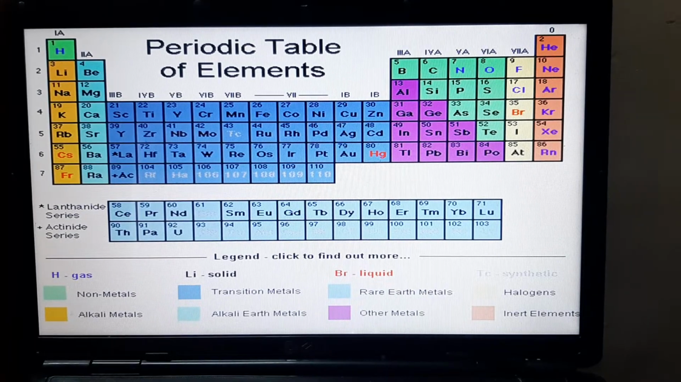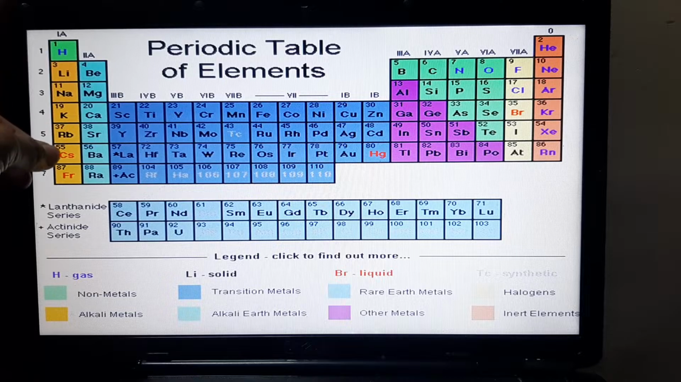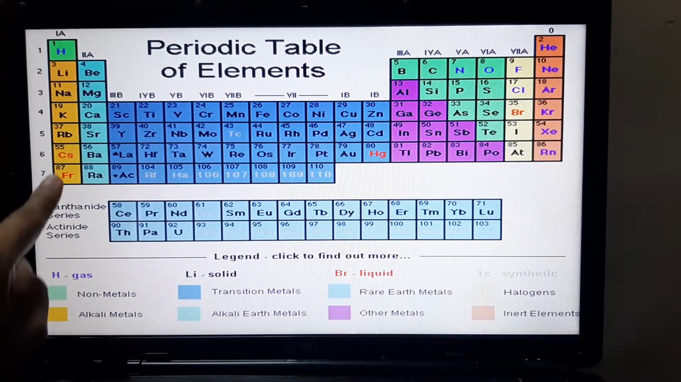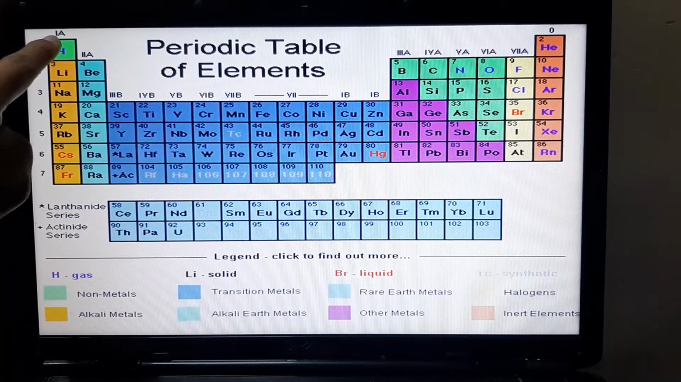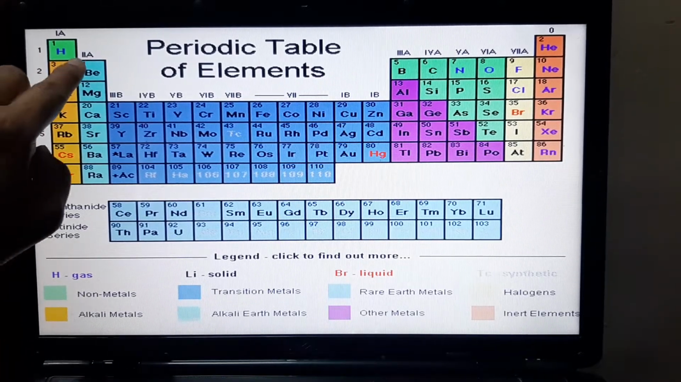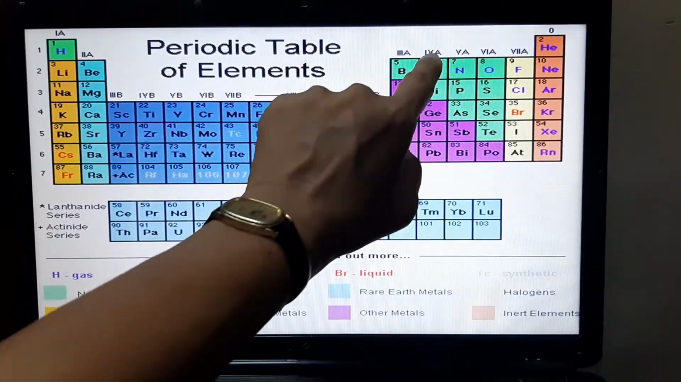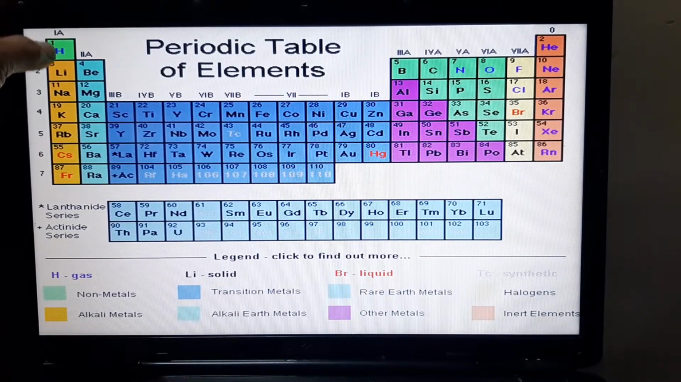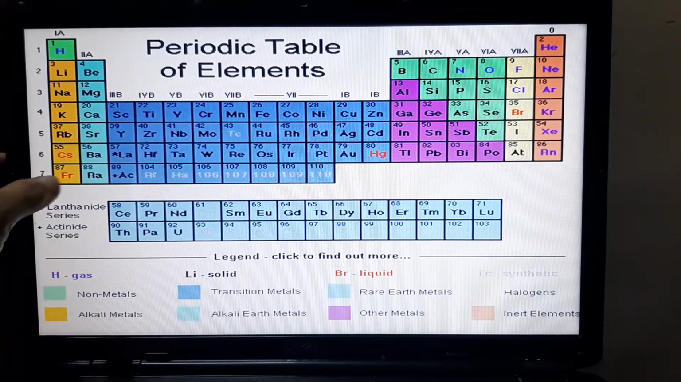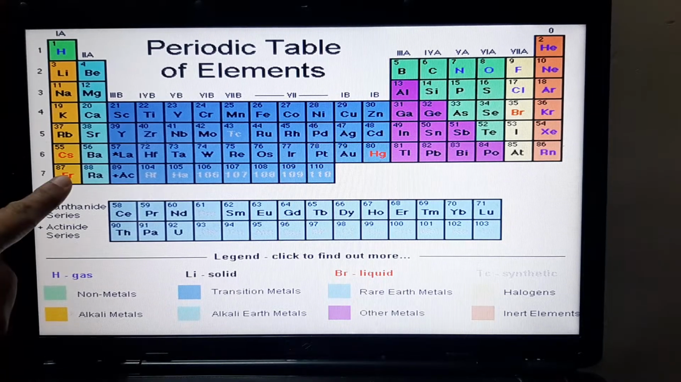Next we have something called a group. What is a group? All the elements that come one below the other are in a group. So this is a group here. This is group 1, or we can say group 1A. This is called group 2A, group 3A, group 4A and so on. One thing you must know about all elements in a group is that they have the same valency. This we must know: all elements in a group have the same valency.